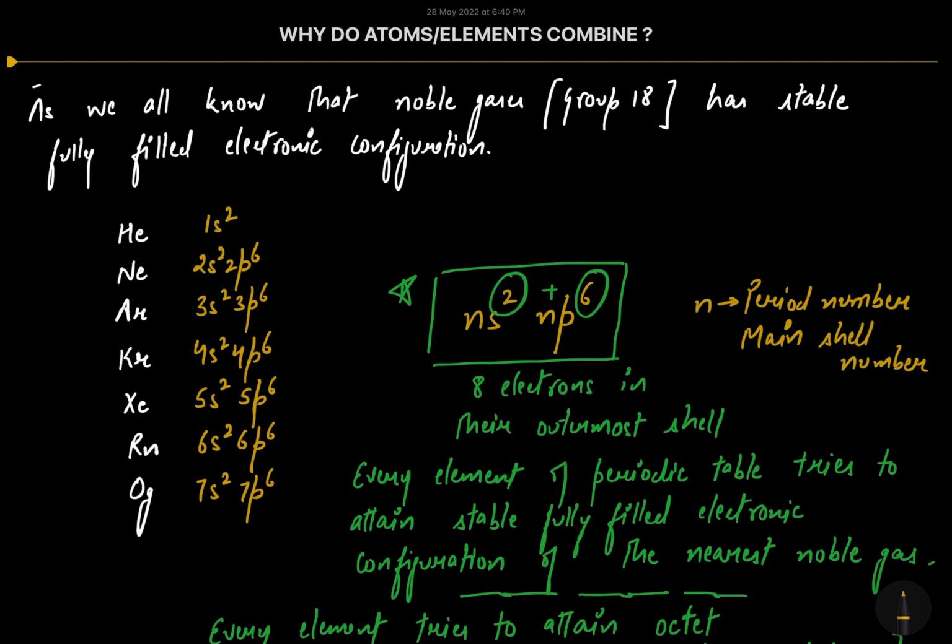And elements can also share electrons. The sharing of electrons takes place between non-metal and non-metal elements only, and they're going to form the covalent bond, and we are also going to discuss this in the next lecture videos.